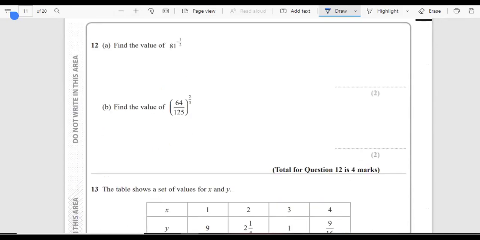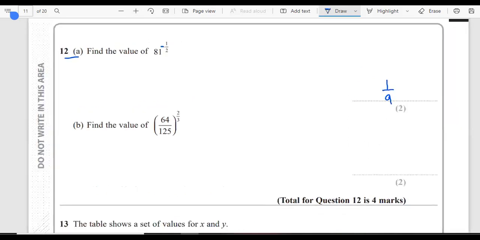So let's talk about the next one. It says, find the value of 81 to the power minus 1 by 2. Do you know how to do this one? Let's look at it again. It's 9. No, it's not 9. You find the square root. This is negative. Oh, it's 1 over 9. Sorry, I didn't see. I thought it was part of the fraction line. Yeah, exactly.